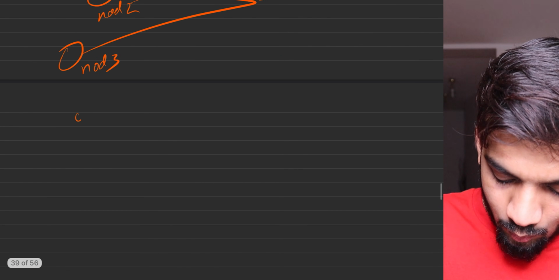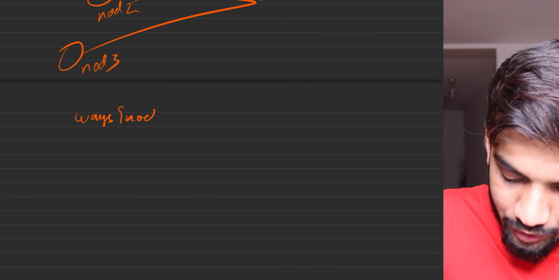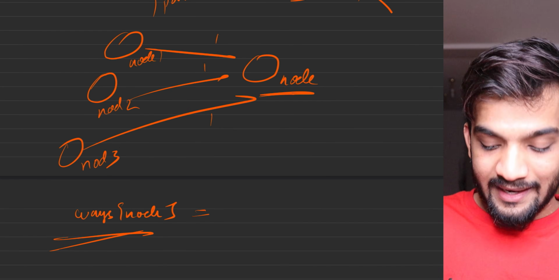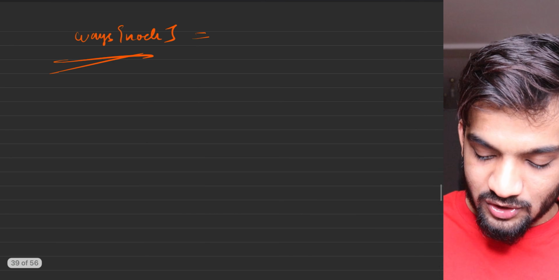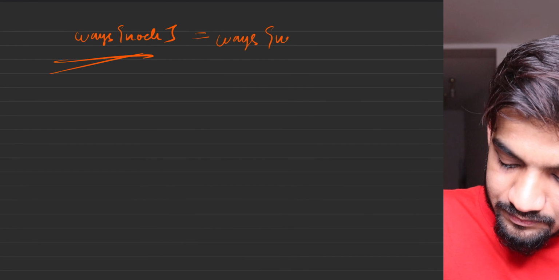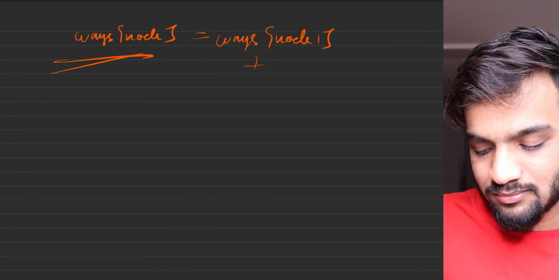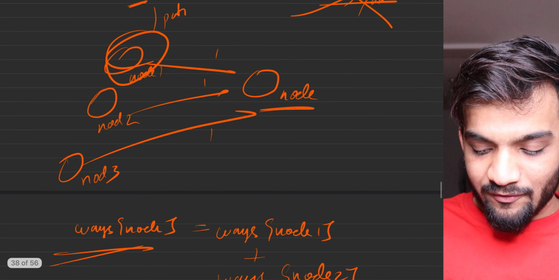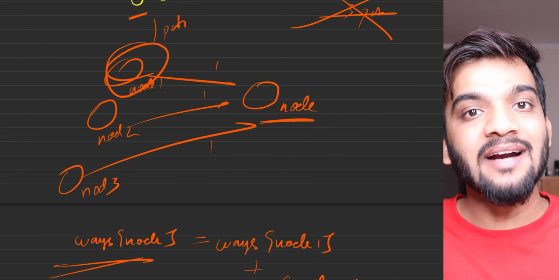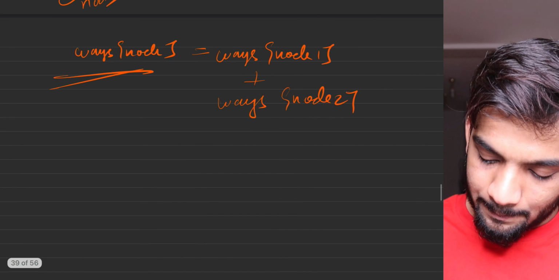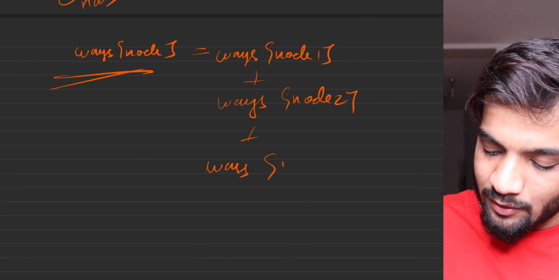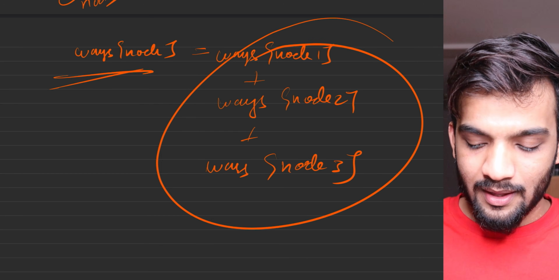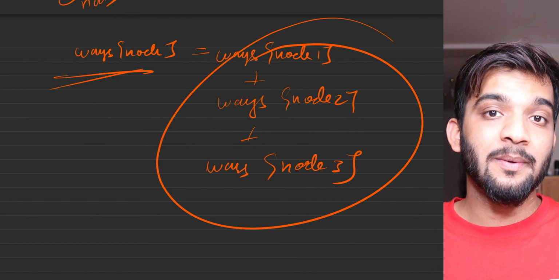Then you say ways of node will be, it won't be like 1, 1, 1. No, it will be the ways I arrived at this, which is ways of node 1, plus the ways I arrived at the second node. Someone would have arrived over here. Have to add that up. Got it? And plus the ways someone would have arrived at node 3. And I summarize that up. And that is what the total ways will be.